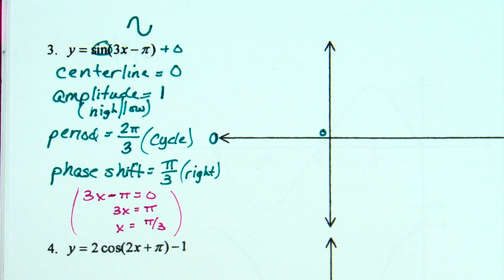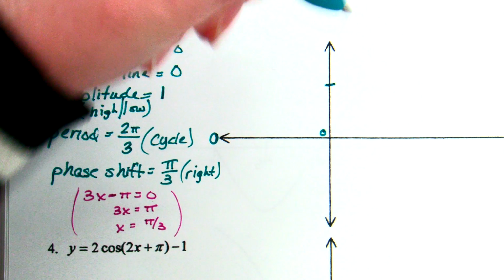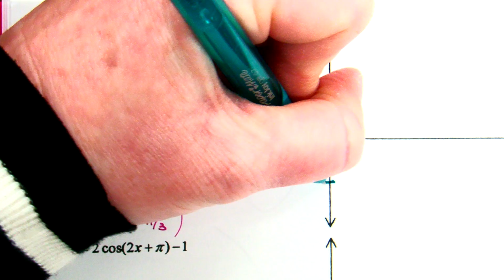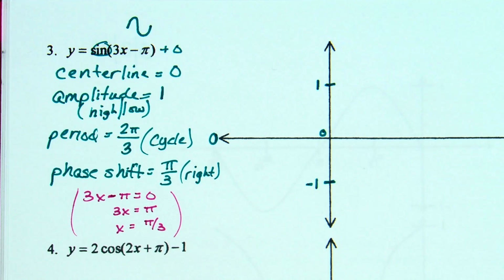Amplitude is 1. So I'm going how far up and how far down? Up 1, down 1. You can label those up as high and low as you want, but label them. Don't just put the marks. Actually put numbers on them if you want to get the credit. Okay, I need to see the numbers.